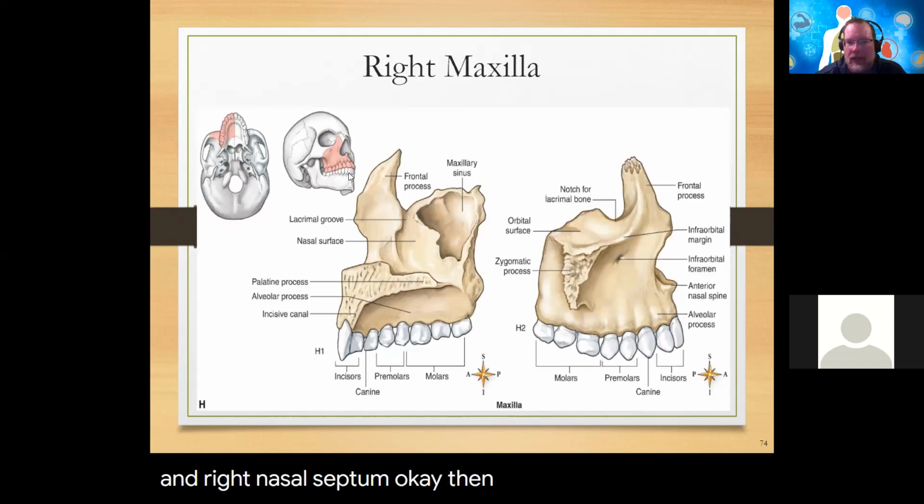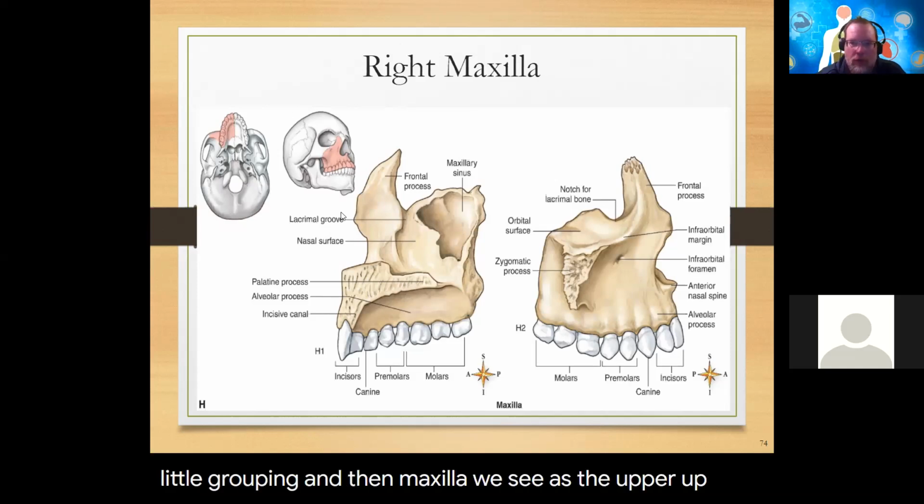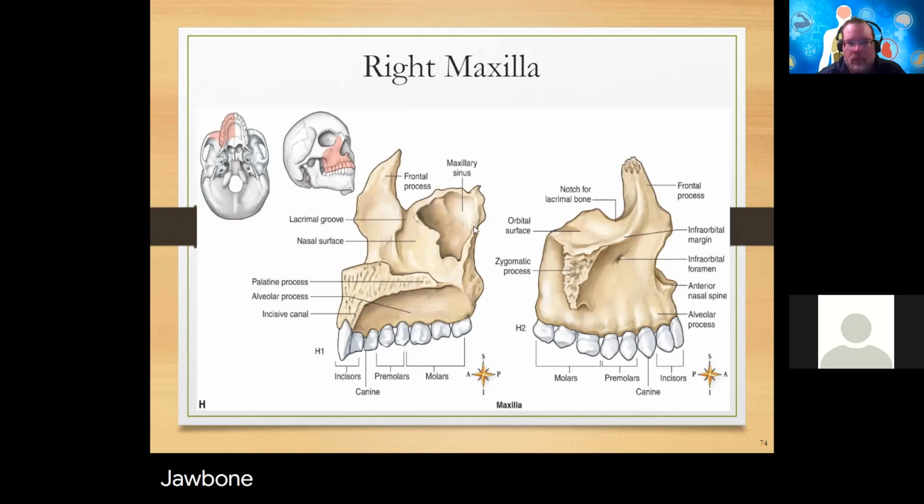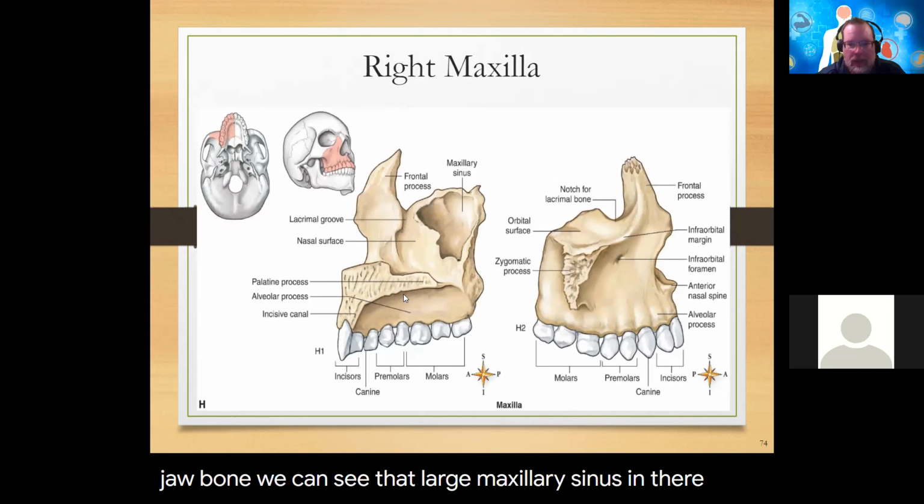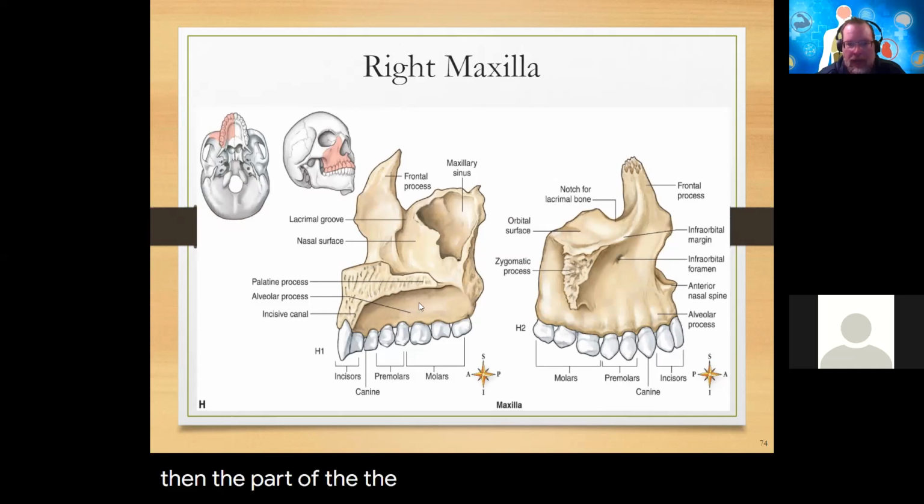Okay, and then here's the maxilla. So we're in the facial bones. The vomer is your first facial bone of this little grouping, and then the maxilla we see is the upper jaw bone. We can see that large maxillary sinus in there, and then part of the hard palate.